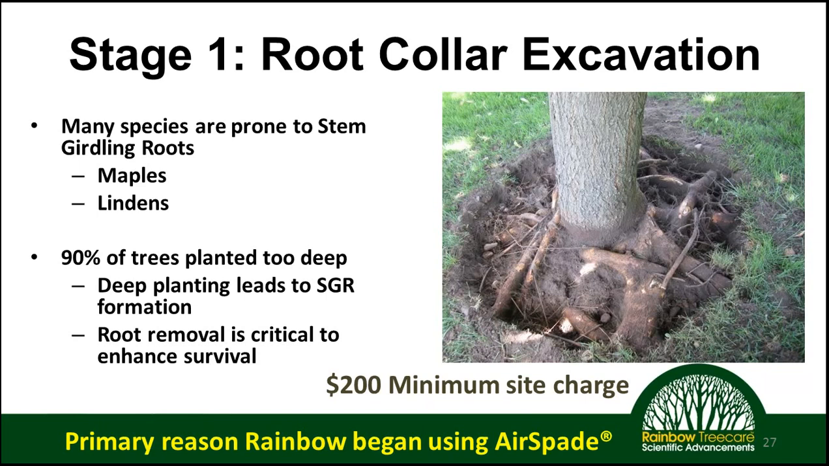And we find in our area at least that maples and lindens are the most prone to the stem girdling root problems. Then 90% of these are planted too deep, and when you've got the deep planting, that's where the stem girdling root formation gets started. And removing those roots is critical to enhance the survival. You know, when I had a client with a large property when we got the air spade, and I took it out myself personally and excavated about 25 of his trees in one day, and I'd agree with this. 90% of them are planted too deep, and they just look like a mess. It's just a tangle of roots around there. In the human planted trees, at least, if you did this to a tree in the forest, it would just look like spokes radiating out from a wheel.